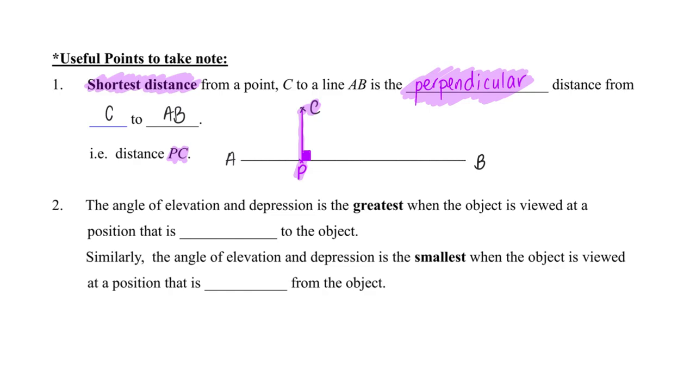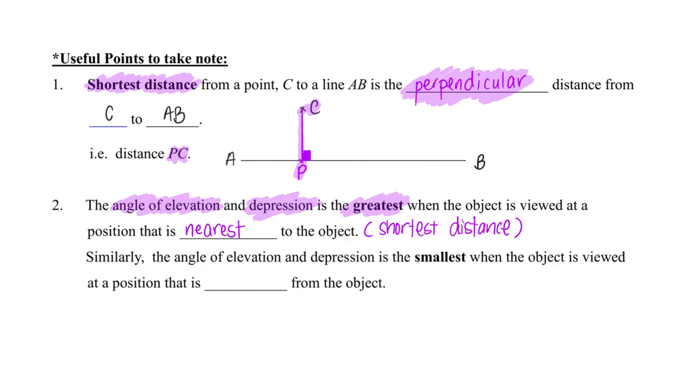Another point to take note about this shortest distance is that it happens when the angle of elevation and the angle of depression is the greatest, when the object is viewed at a position that is the nearest or shortest, nearest to the object. So in this case, what we are saying is that we should be looking at this shortest distance when we are talking about greatest angle of elevation and depression.